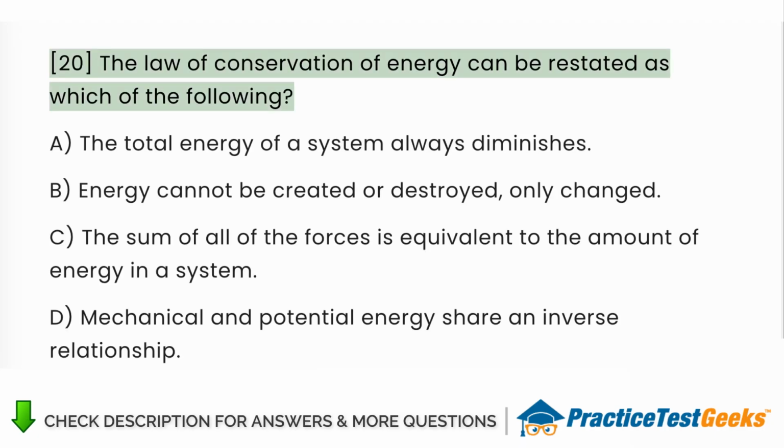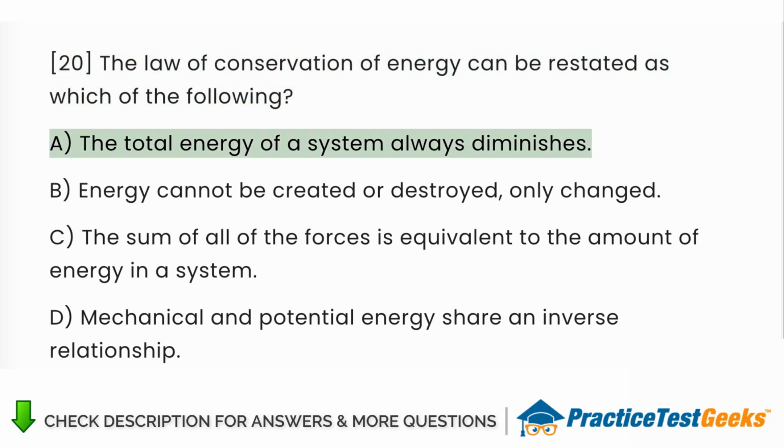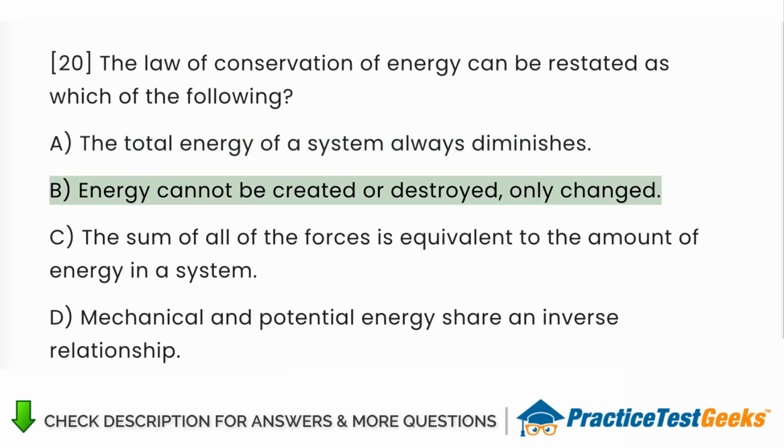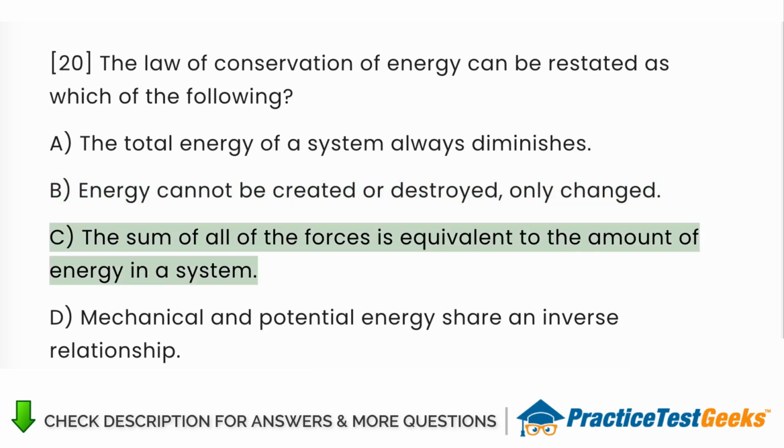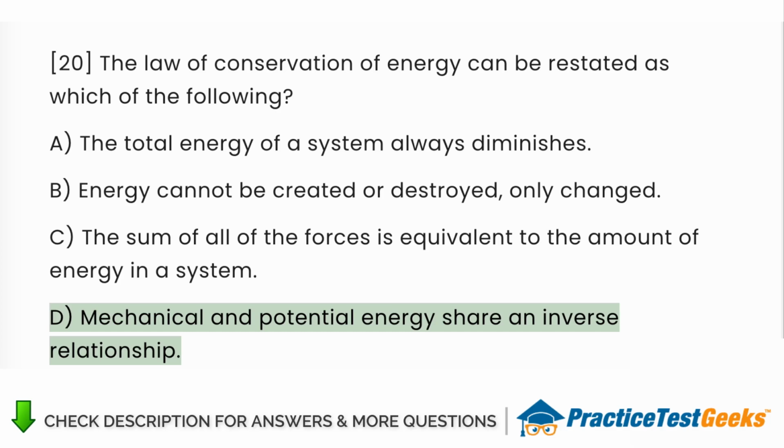The law of conservation of energy can be restated as which of the following? A. The total energy of a system always diminishes. B. Energy cannot be created or destroyed, only changed. C. The sum of all of the forces is equivalent to the amount of energy in a system. D. Mechanical and potential energy share an inverse relationship.